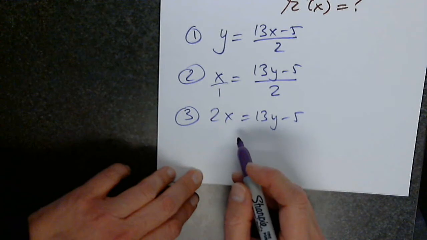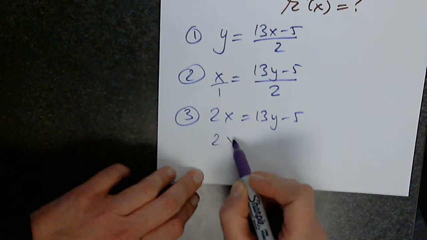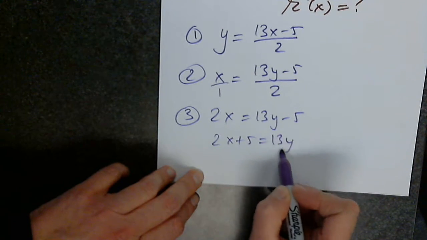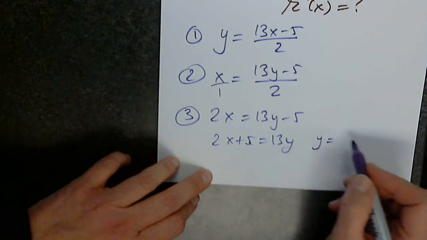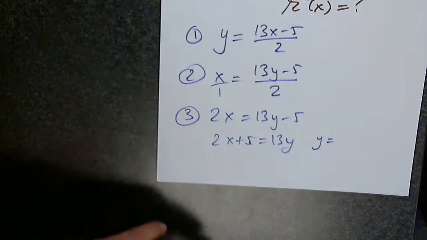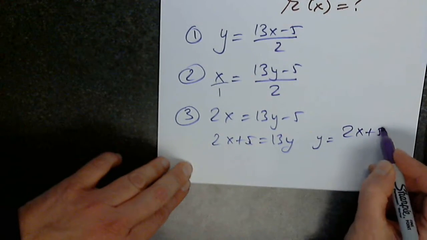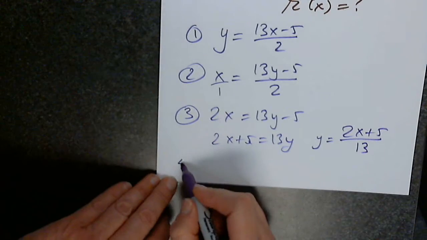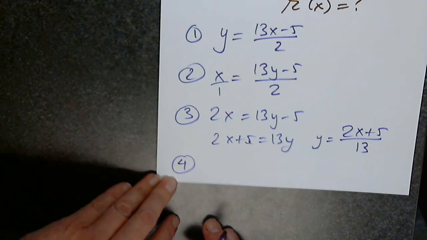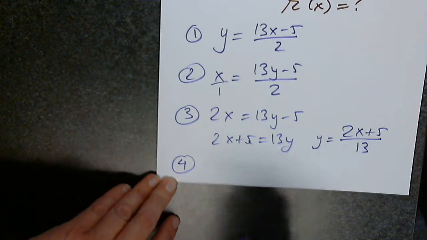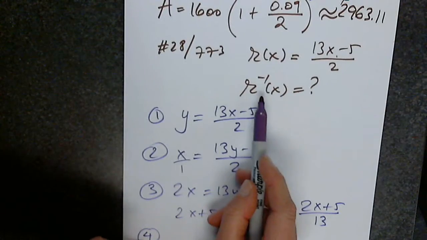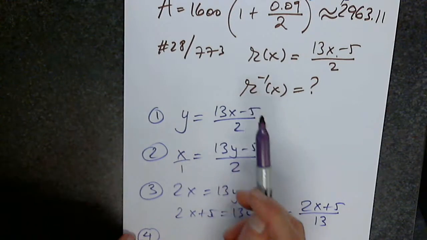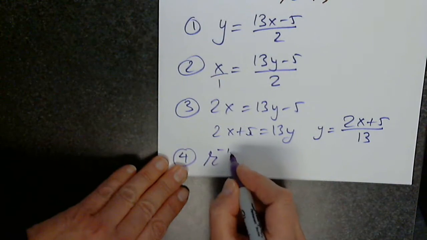2x plus 5 equals 13y. So in step 4, this is indeed what I'm looking for. What am I looking for? Yes, the inverse.